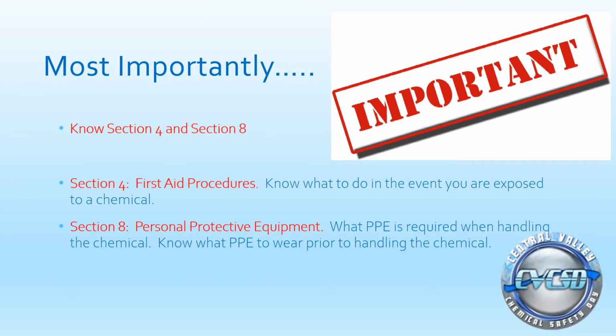Now that was a lot of information. But most importantly, I want you to know Section 4 and Section 8. Again, Section 4 is First Aid Procedures. Know what to do in the event you are exposed to a chemical. And Section 8, Personal Protective Equipment. What PPE is required when handling the chemical. Know what PPE to wear prior to handling the chemical.